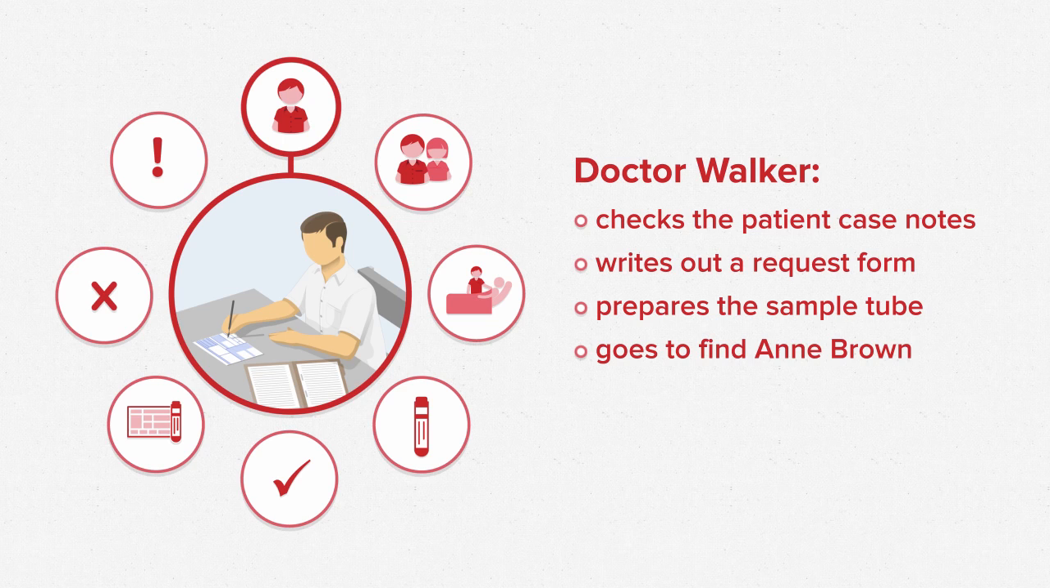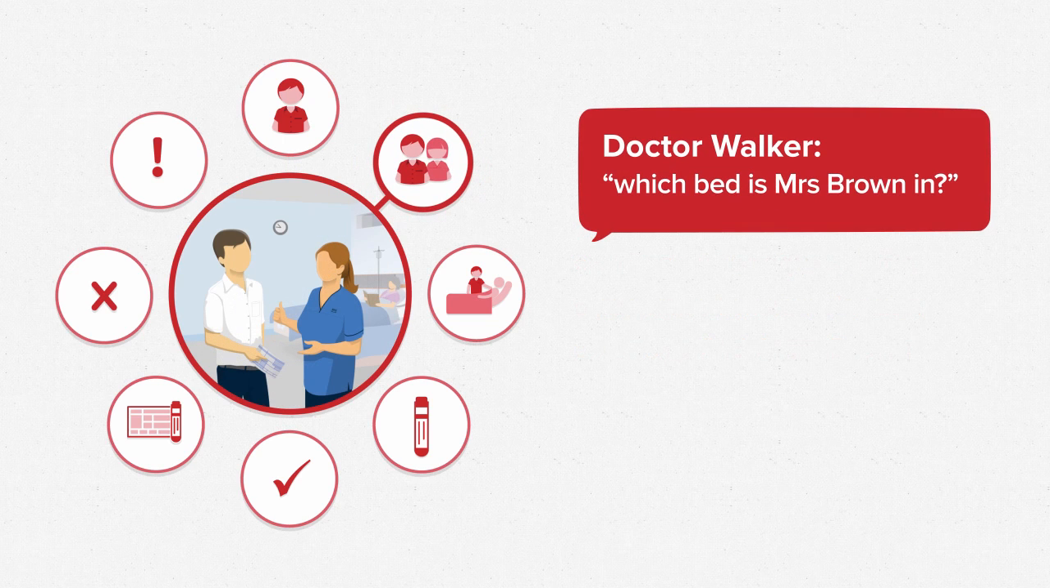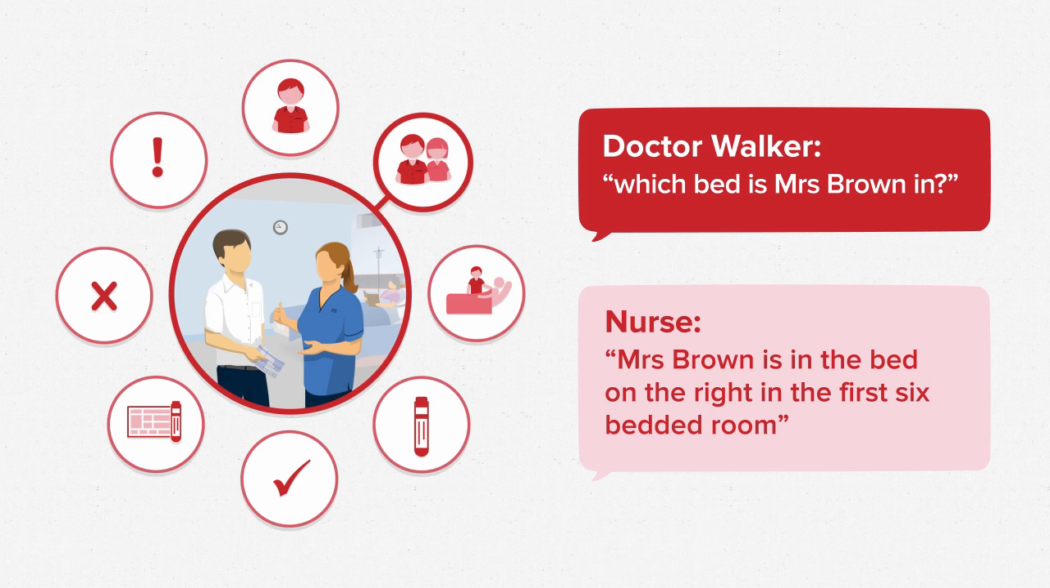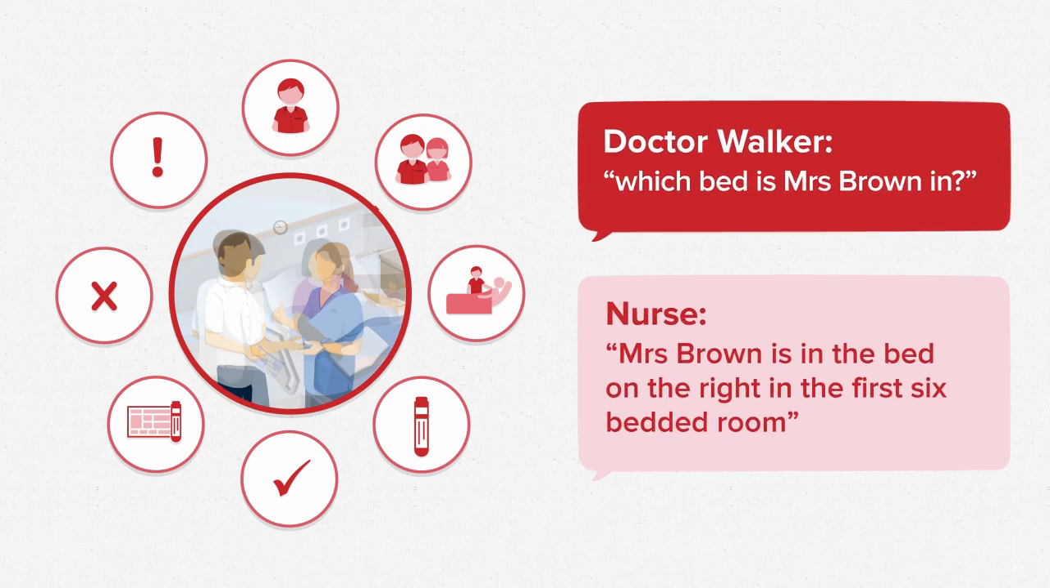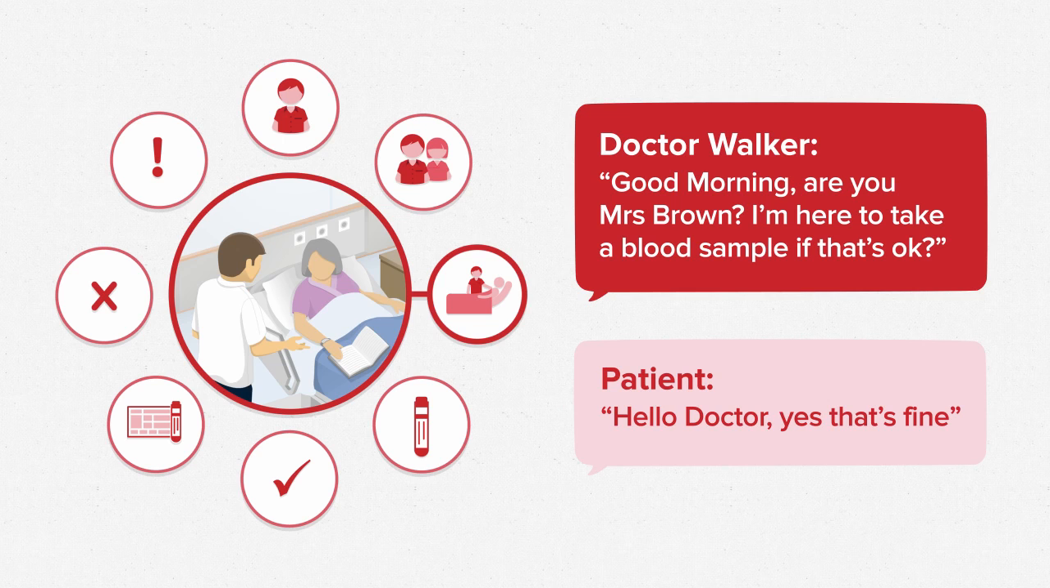He goes to find Anne Brown on the ward. He approaches a nurse and asks her which bed Mrs. Brown is in. The nurse replies that Mrs. Brown is in the bed on the right in the first 6-bedded room. The doctor approaches the bed and says, "Good morning, are you Mrs. Brown? I'm here to take a blood sample, if that's okay." To which the patient replies, "Hello, doctor, yes, that's fine."